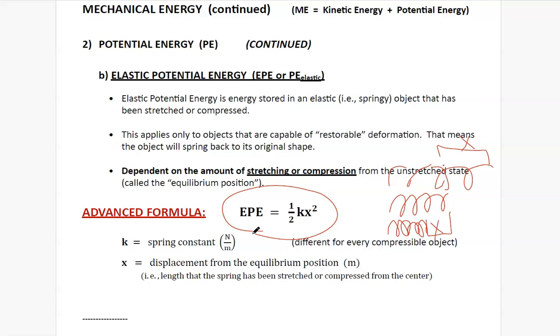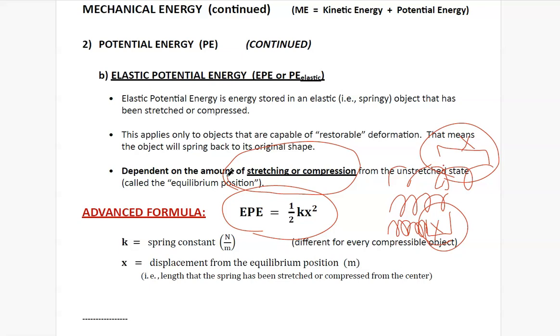It's different for every material. You'd have to look up the K for that material, and then you multiply it by how much it's either compressed or how much it's stretched, squared. But this formula is one you are not responsible for. So I'm just showing it to you, but we are not going to give it to you on an exam. You just need to know that the elastic potential energy is dependent on the stretching or compressing of some type of springy elastic material.